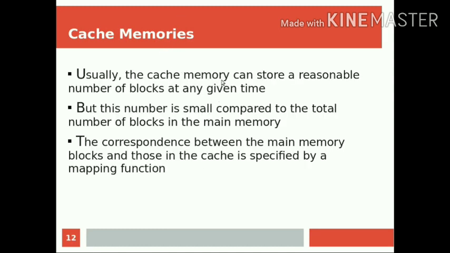So usually the cache memory can store a reasonable number of blocks at any given time, but this number is small compared to the total number of blocks in the main memory. The correspondence between main memory blocks and those in the cache is specified by a mapping function. That's how the main memory blocks will be placed into the cache memory blocks. That is, which block can be placed into which cache memory blocks.